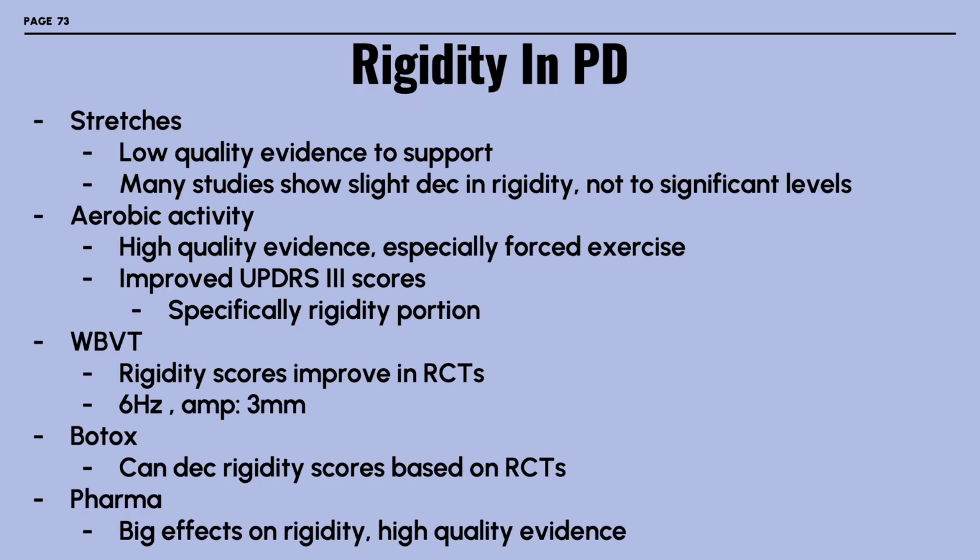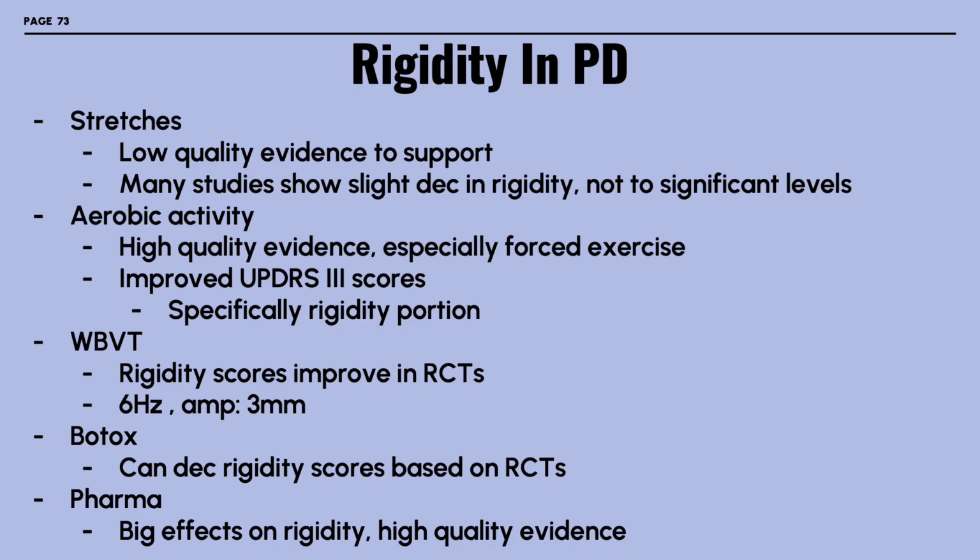Going back to rigidity, so our other muscle tone type that we were talking about, specifically in Parkinson's disease, they have also shown in articles that stretches have low quality evidence to support a decrease in rigidity. Many studies show maybe a slight decrease, but typically not to significant levels, whereas aerobic activity, very high quality evidence, especially with forced aerobic activity in the clinic, showing improved UPDRS-3 scores, which is a huge way to measure Parkinson's disease severity, specifically improving those scores in the rigidity portion.